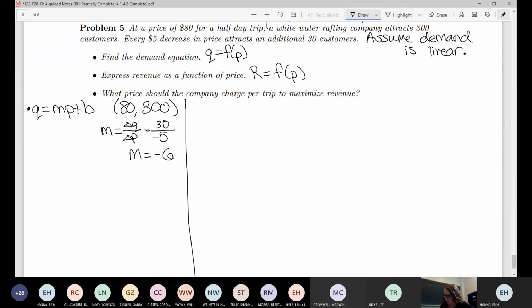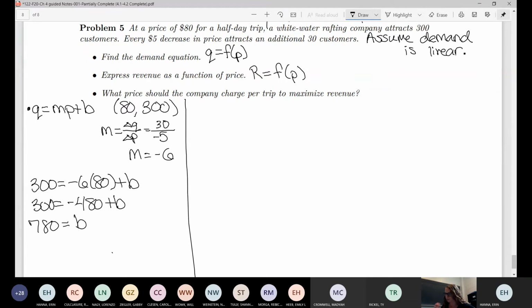So with the slope and that point, we're able to find the equation of the line because we can plug in those numbers and then solve for B. So we have 300 equals -6 times 80 plus B. So, whoops, 300 equals -480 plus B. So B is 780. So essentially that means that our demand function is Q equals -6P plus 780.